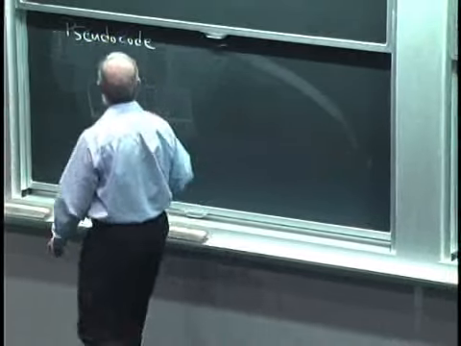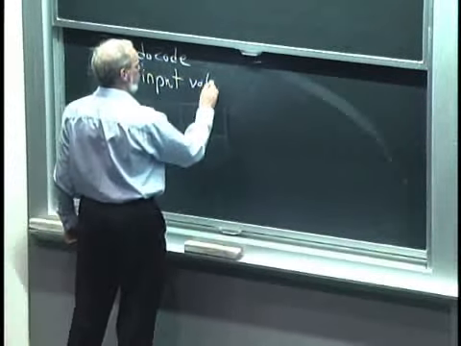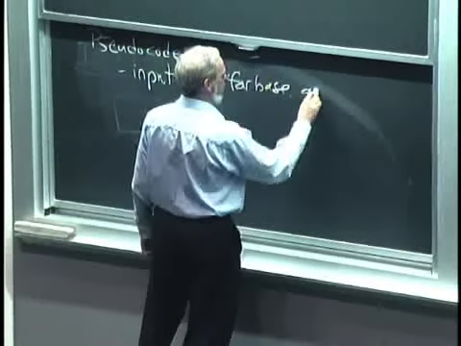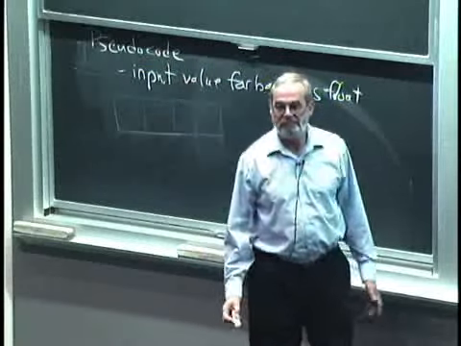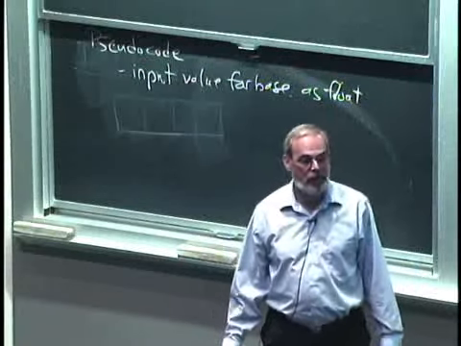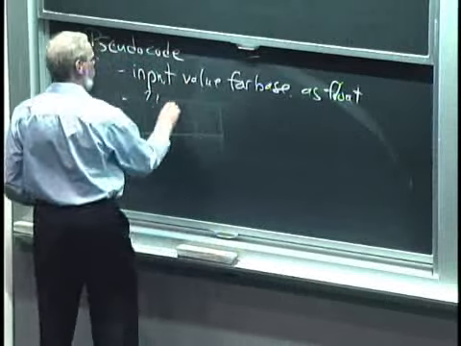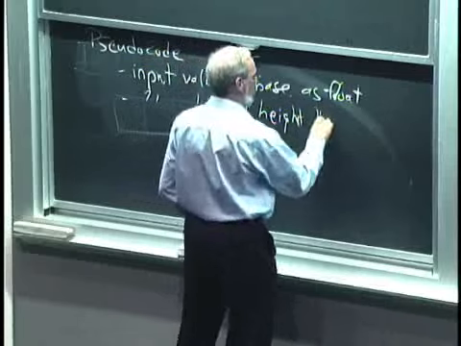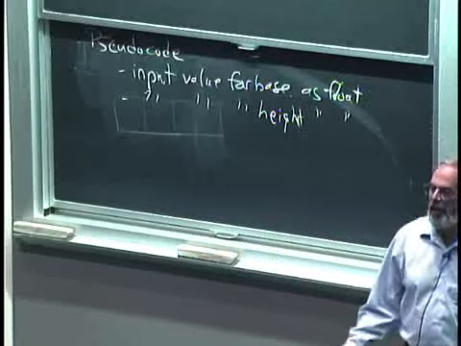I would say, first thing I want to do is input a value for the base as a float. I need to get the base in. Second thing I want to do, I need to get the height. So I'm going to input a value for the height, also as a float, a floating point. Okay, I get the two values in.